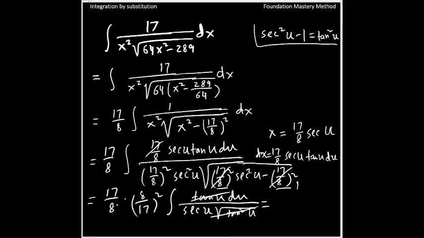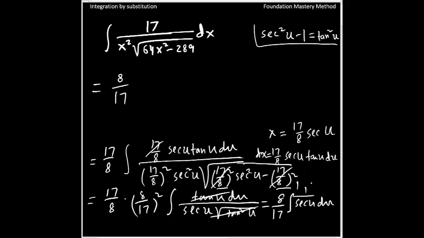If you want, you can simplify this. That will give you 8 in the numerator, 17 in the denominator, times 1 over secant u. So 1 over secant u is actually cosine u du. Now when you take the integral of cosine, it is just sine. So we get 8 over 17 sine u plus constant. So this is my u.